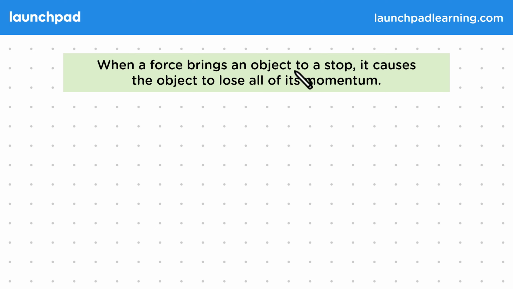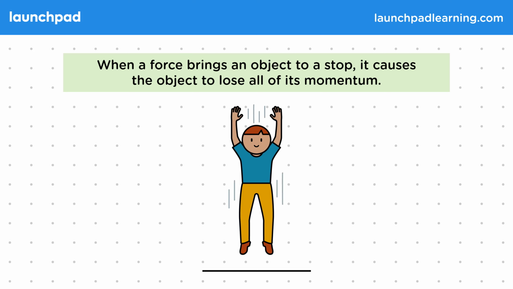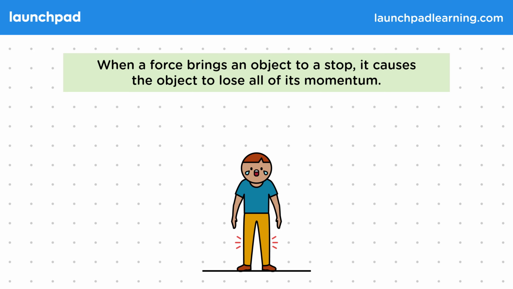When a force brings an object to a stop, it causes the object to lose all of its momentum. Now, momentum is the product of an object's mass and velocity. So to bring one to a stop, we need to make it lose all of its momentum. Let's suppose someone has just fallen from a large height, and as they land on the floor, they suddenly stop. This causes them a lot of pain.